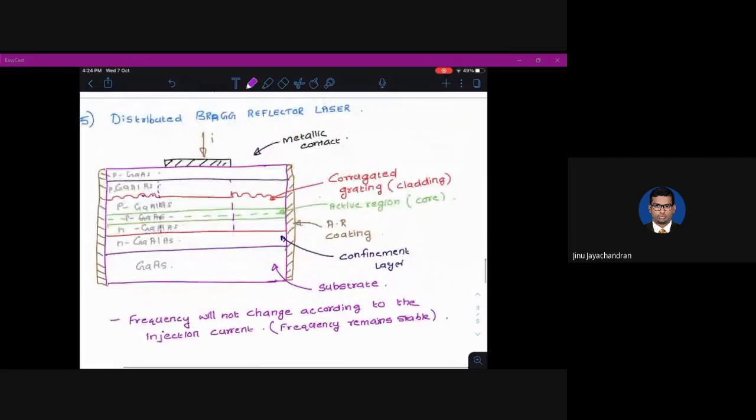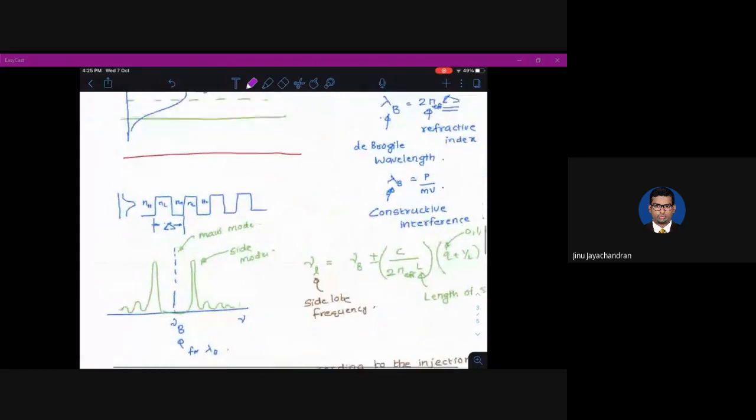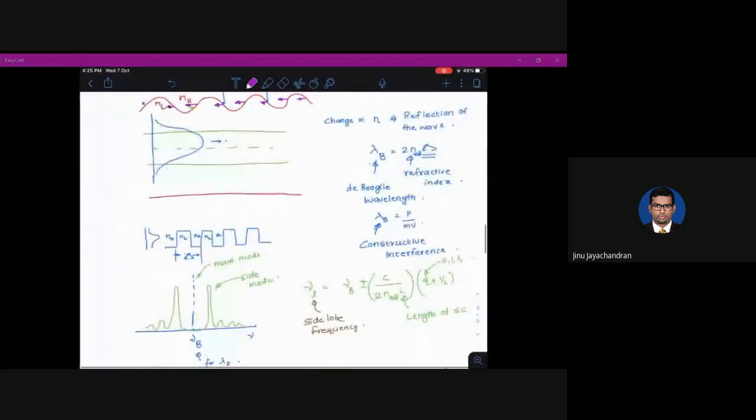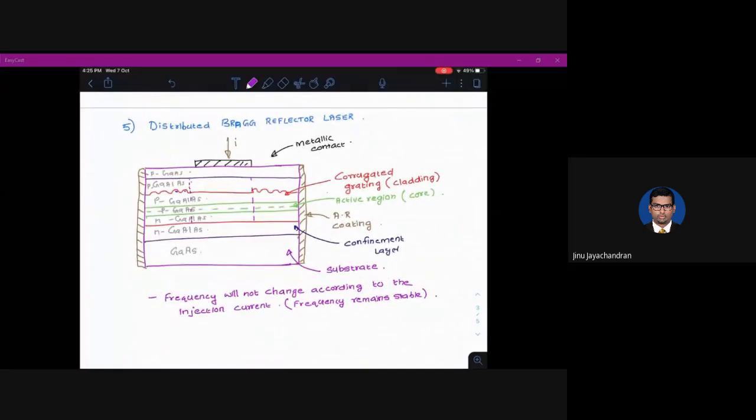So this is called the distributed Bragg reflector laser, because the pumping region is only along a small metallic contact, while for a distributed feedback laser, the pumping is all along the bulk material, so depending on the current you inject, the frequency will change. And it is distributed because you have the feedback all along the corrugated grating. So these are the different types of lasers.